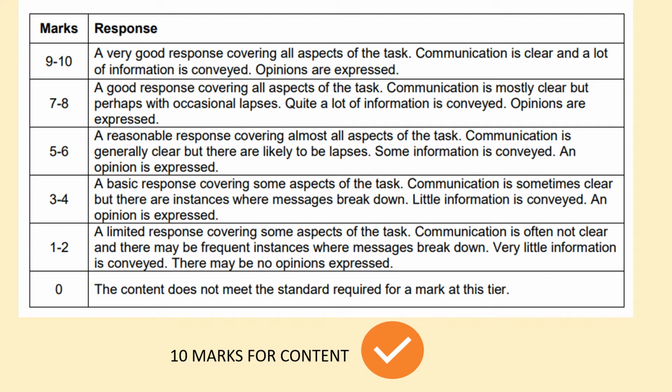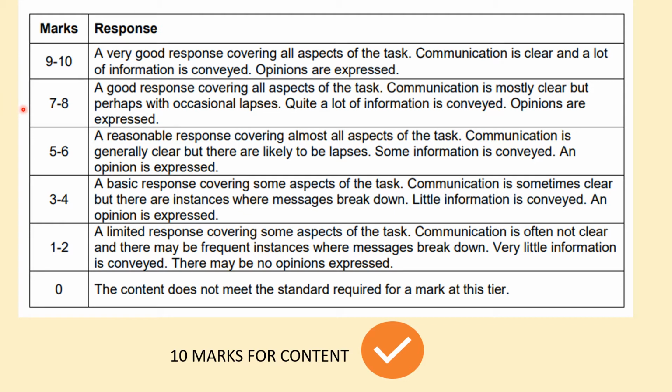So this is what they're looking for when we're talking about content. It's really important to know this little trick, that if you answer one bullet point, you're here. If you answer 2 bullet points, you're only going to get between 3 and 4 marks. If you answer 3 bullet points, you're going to get between 5 and 6. And if you answer all 4 bullet points, you can get between 7 to 10 marks.